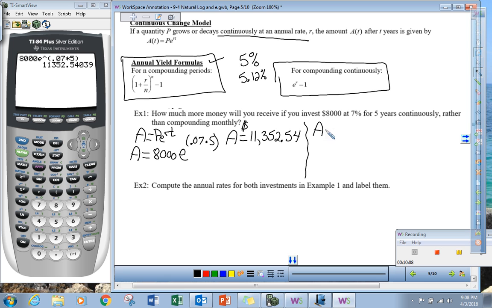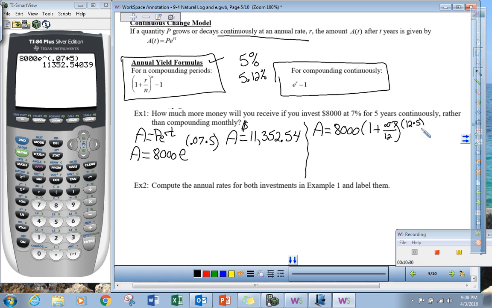So the amount that I'd get if it's compounded monthly, I'm going to have to use this formula here. So there's my principal times 1 plus 0.07 divided by 12, raised to the power of, and I'm going to put that in parentheses, 12 times 5.